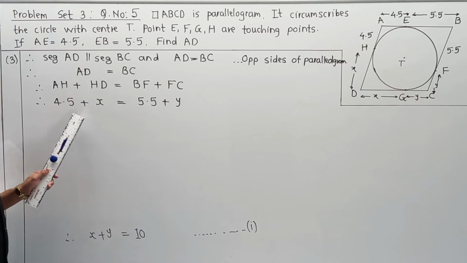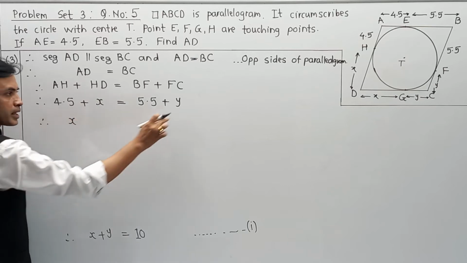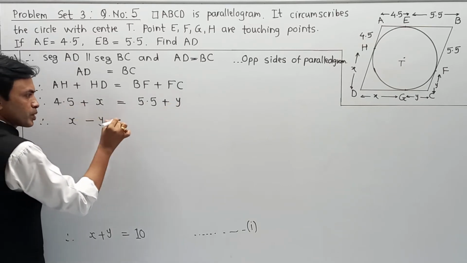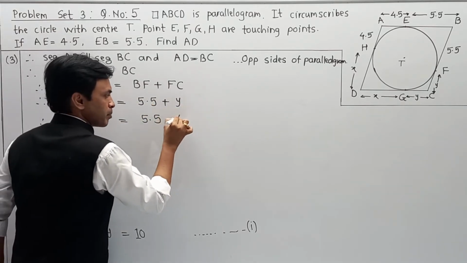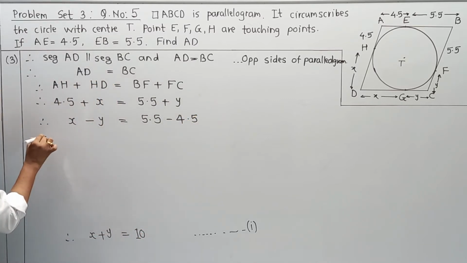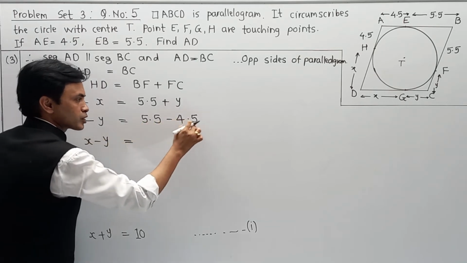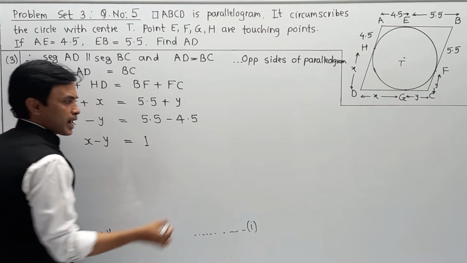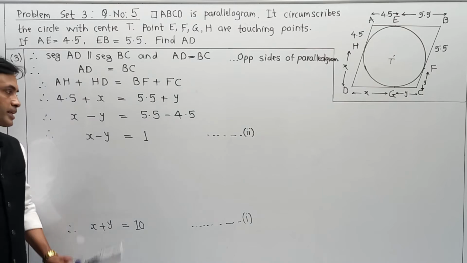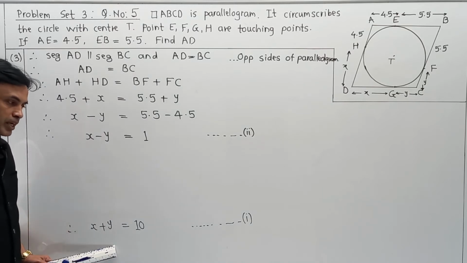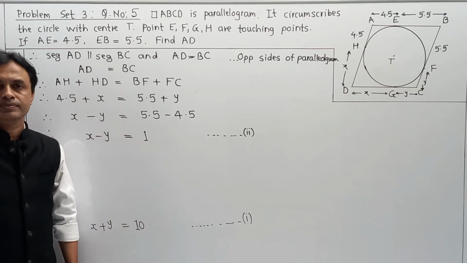Now we have to take variable on one side and numbers on one side. So keeping this X as it is, shifting this Y over here, it becomes minus Y. This 5.5 is as usual, and shifting 4.5 to that side, it becomes minus 4.5. After simplification, X minus Y is equal to 5.5 minus 4.5, means it simply becomes 1. And now I am going to give this equation as equation number 2. Now our target is to find the value of X. Equation 1 is with us, equation 2 is with us. We have to solve it simultaneously and reach the final answer.